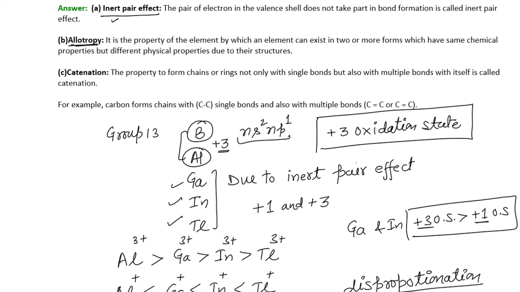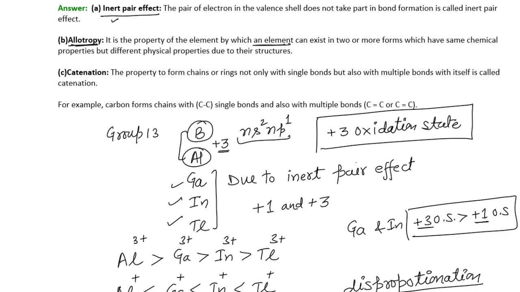What do you mean by allotropy? Allotropy means it is the property of an element where it exists in two or more different forms, where its physical properties are different but chemical properties are the same. Okay, and those different physical properties are due to the different structures. Okay, and that is called allotropy.